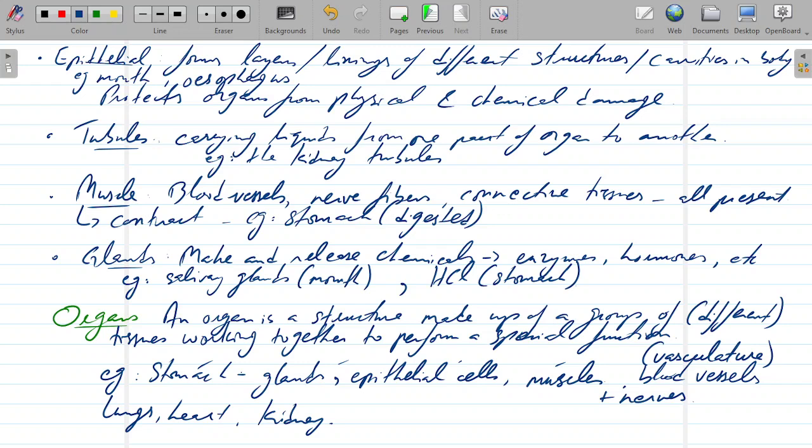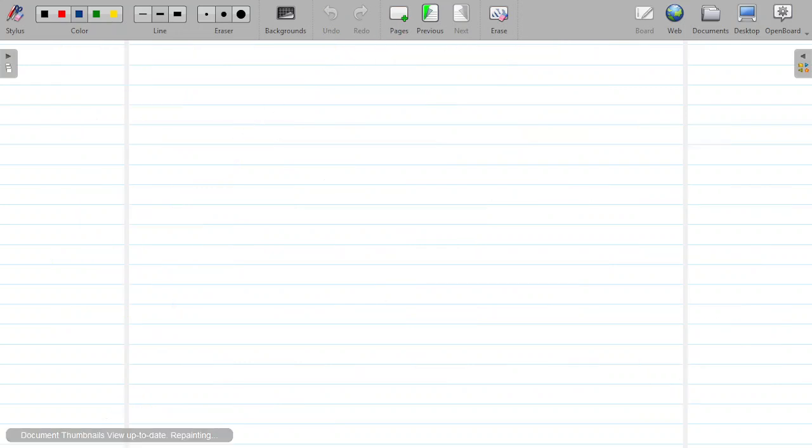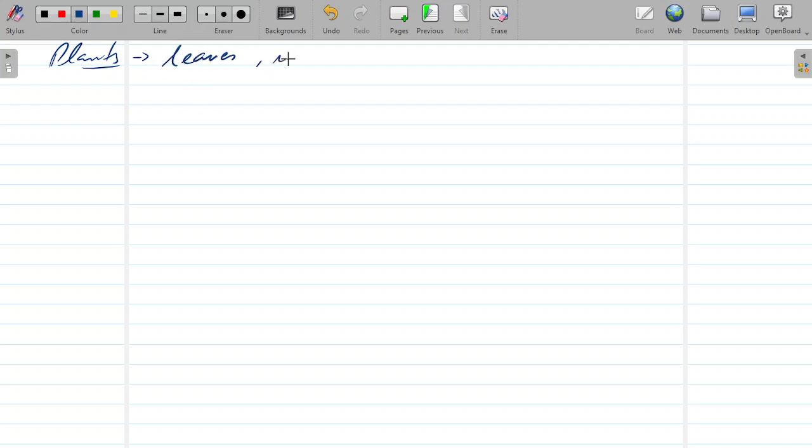It also includes the organs of the plant as well. Yes. So plants also have certain structures that classify as organs. So in plants, an organ would be the root or the stem or the leaf. So leaves are organs, the root is an organ, the stem is an organ.